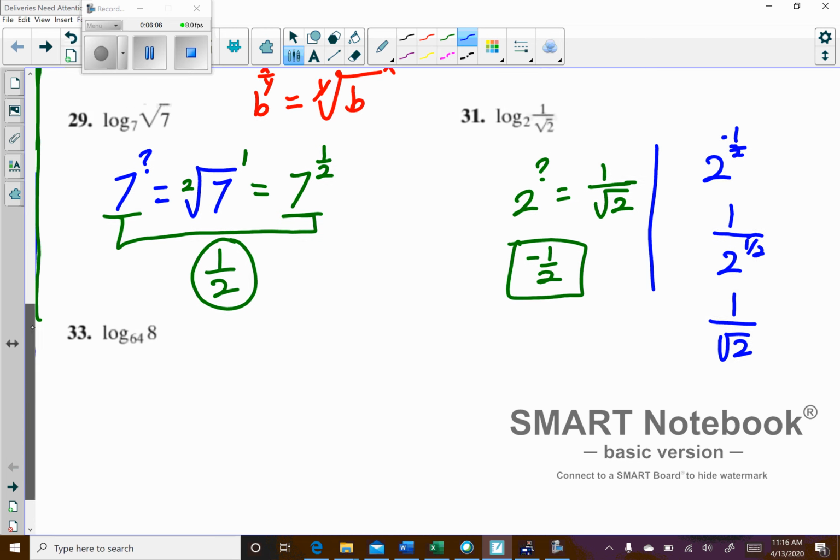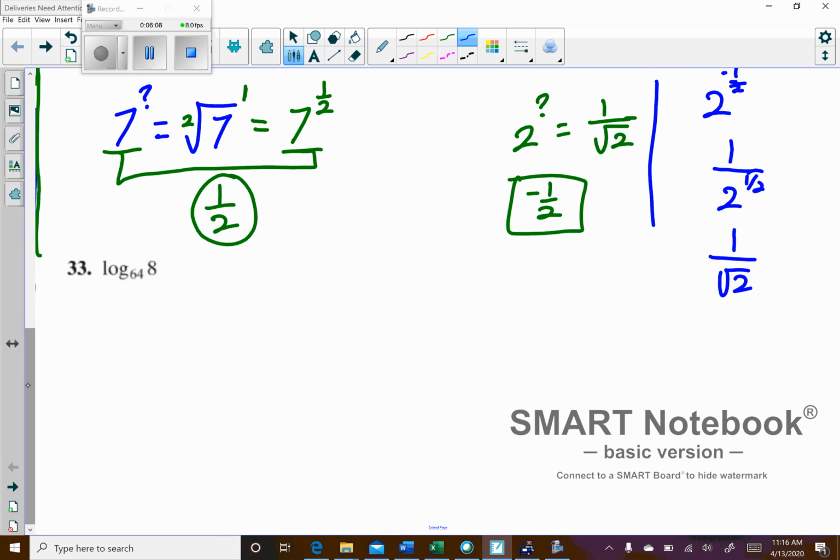Okay, let's try another one here. This one throws folks off a little bit, so let's see. We're going to have 64 to what power gives me 8? So everybody kind of gets a little thrown off here. They think it's 2, right? Because 8 squared is 64. But what we're trying to figure out instead is 64 to what power would give me 8?